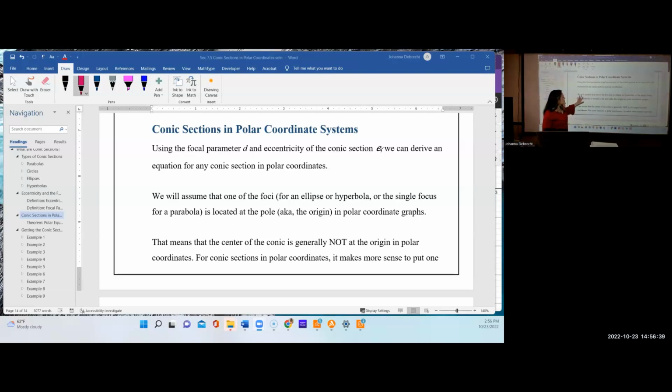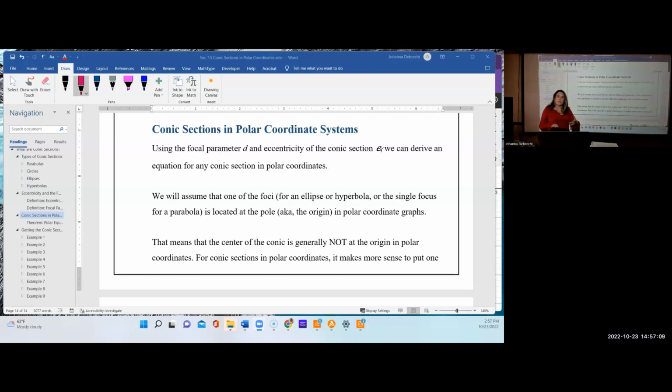We're going to assume that in the polar coordinate system we've located one of the focus points, or the only focus point for a parabola, at the pole, in other words, at the origin. Now, this is different from what we typically see in the rectangular system, where the nicest of them are centered at the origin. But in the polar coordinate system, it makes more sense to have a focus point at the pole.